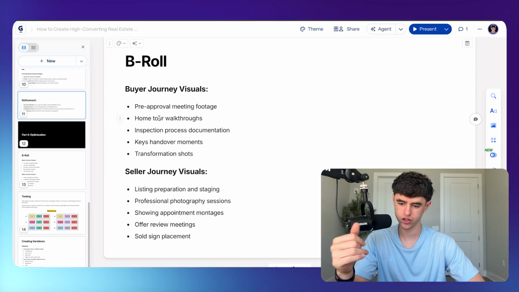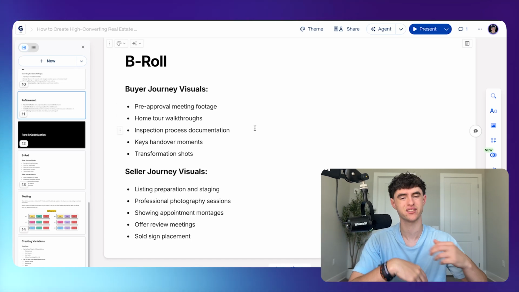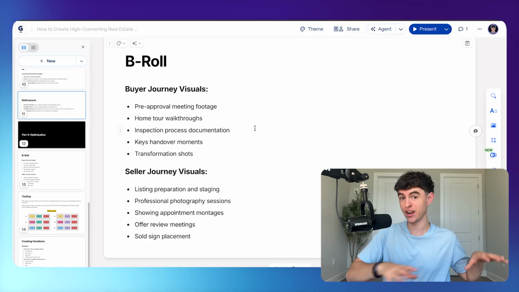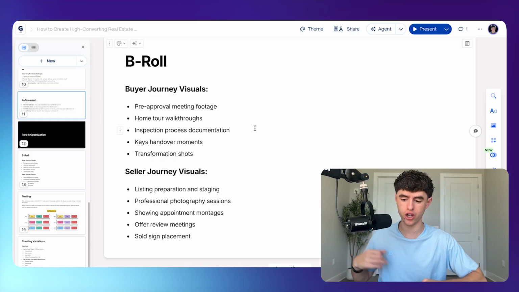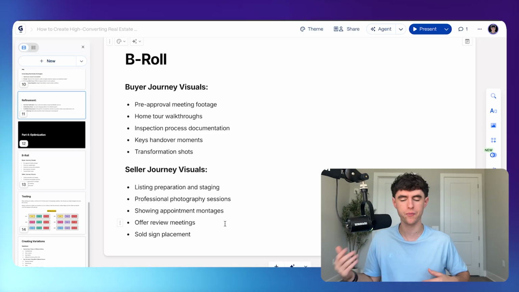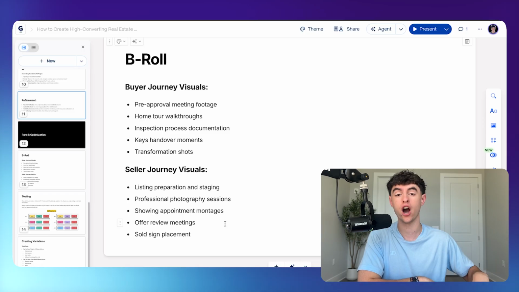So for buyers, have pre-approval meeting footage, home tour walkthroughs, inspection process documentation, anything that's relevant to the buyer journey. And likewise, the same thing for sellers. So listing preparation and staging, professional photography sessions, showing appointment montages, etc. Again, anything that's relevant to the journey of your ICP.